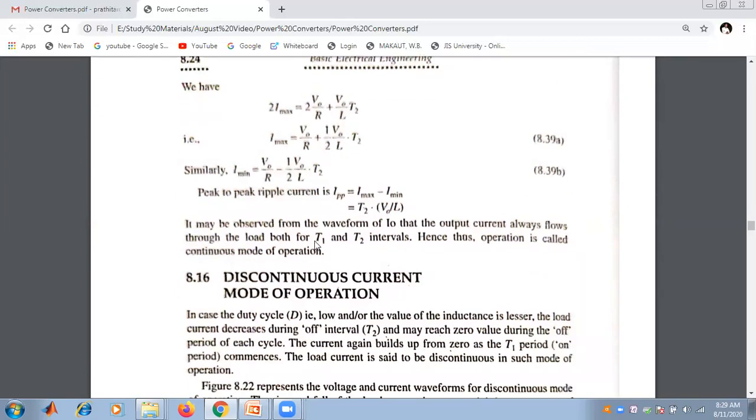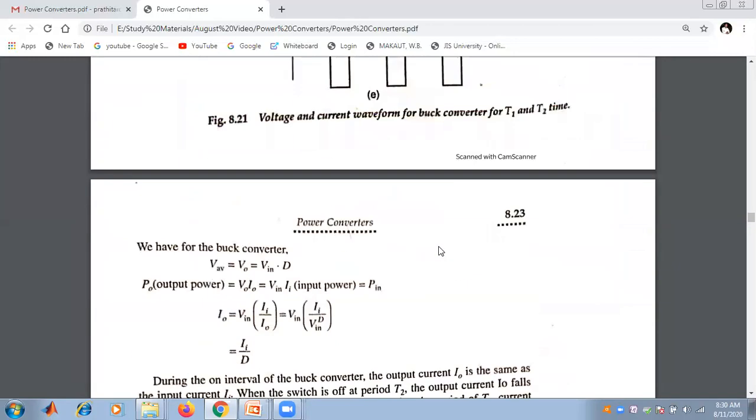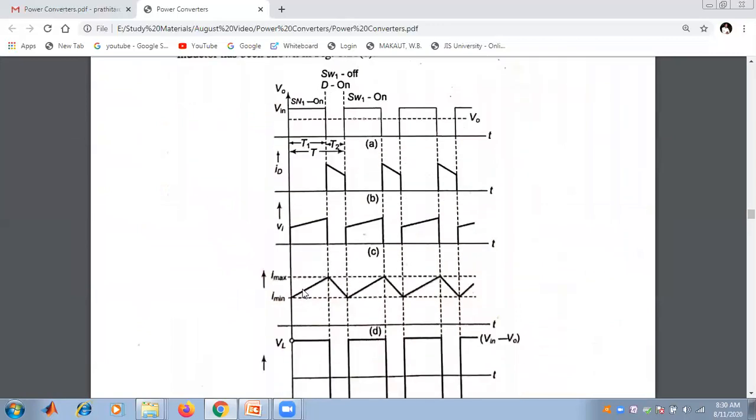It is observed from the waveform that the output current I0 always flows through the load for both T1 and T2 intervals, and hence this operation is called the continuous mode of operation. If I observe the waveform of I0, it goes from a minimum value to the maximum value, then comes back to the minimum value, and this process is repeated.